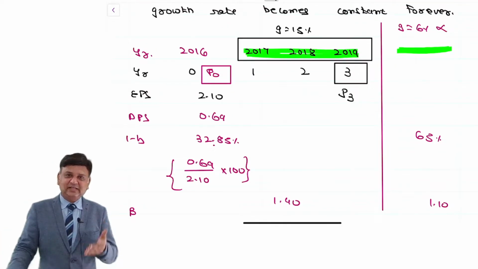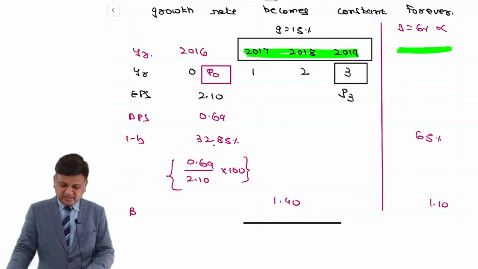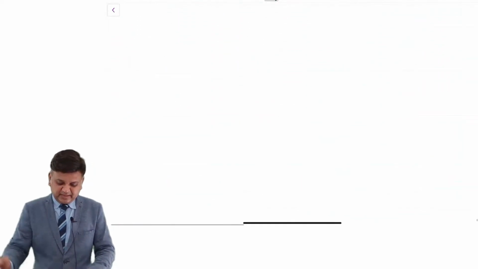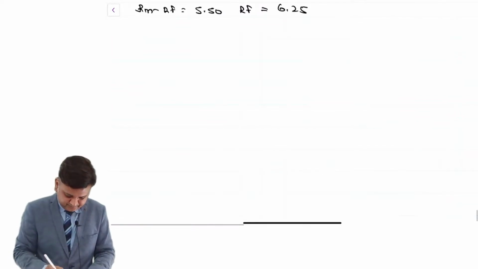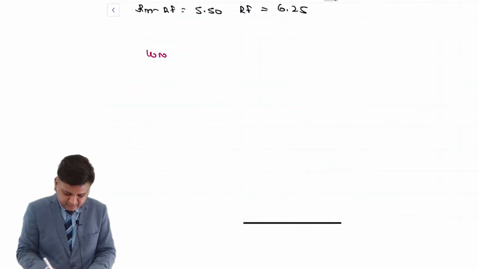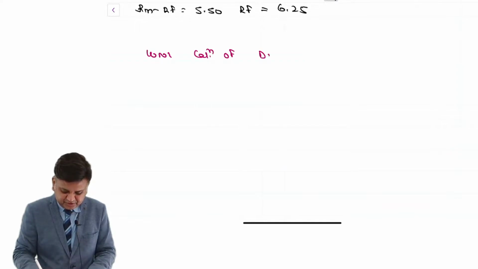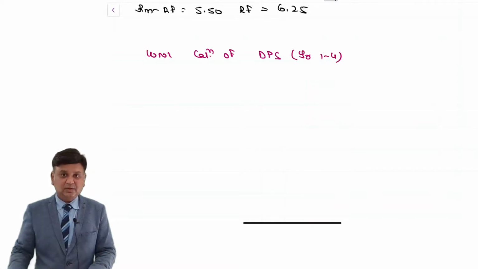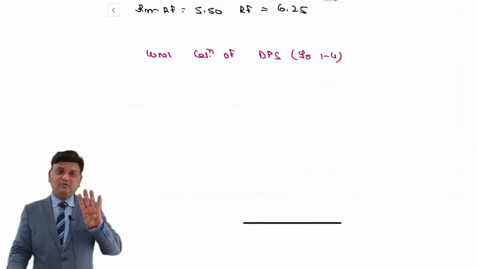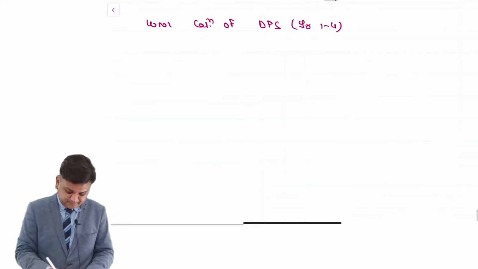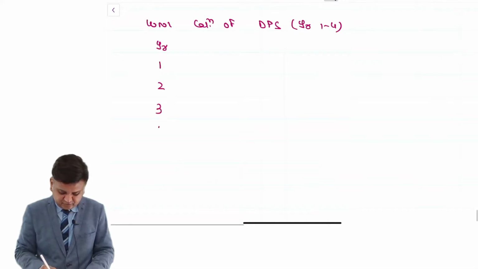Let us have understanding first of all. Don't write anything. Let me explain to you how we will make the computation of the answer. Working note number 1: calculation of dividend per share, year 1 to year 4. Why do I compute year 1 to year 4? Because the 4th year dividend is basically required by me. First year, second year, third year and 4th year.